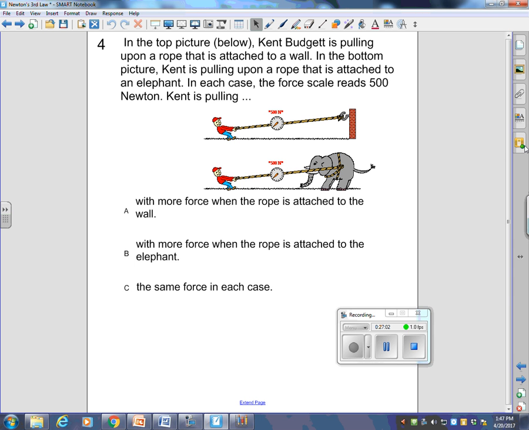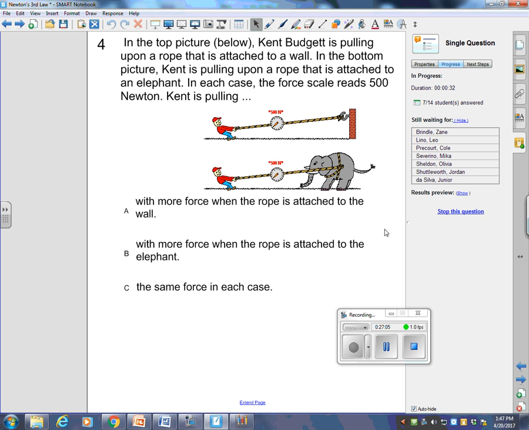Did I start it? What? Got the same force. Wait, can you read it again? In the top picture, he's pulling upon a rope that is attached to a wall. In the bottom picture, he's pulling upon a rope that is attached to an elephant. In each case, the force scale right there reads 500 newtons. So Kent is pulling with more force when the rope is attached to the wall, with more force when the rope is attached to the elephant, or the same force in each case. It's a trick answer, yeah. A, of course. It's C. It's A.